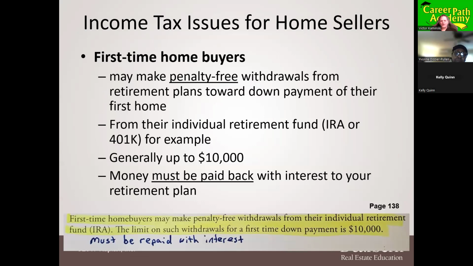Now, first-time home buyers, they could take penalty-free withdrawals from their retirement plans, their IRAs or 401ks or whatnot. Make sure you do this through your tax professional and that you do it properly. You could take out up to $10,000 to use as your down payment or closing cost on your first home. But you do need to pay it back to your retirement plan plus interest, but you're only paying yourself back. That's your money, right? Your retirement plan is your money.